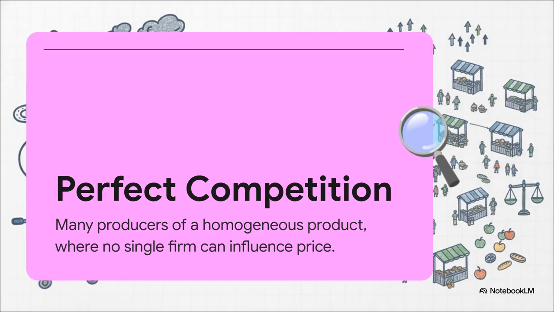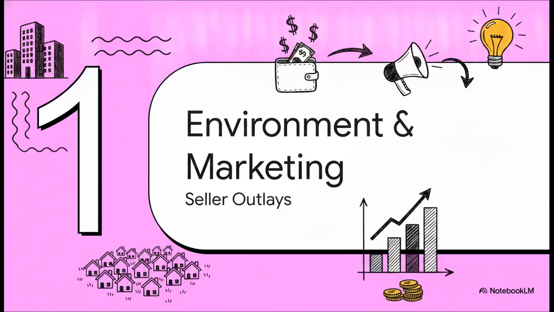Because there are just so many sellers and the product is exactly the same, absolutely no individual firm has the power to influence the market price. They just have to accept whatever the broader market dictates. Okay, let's dive right into this. Section 1. Environment and marketing outlays.